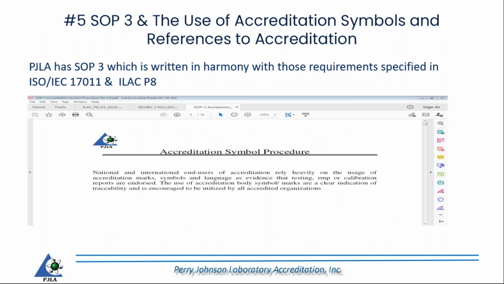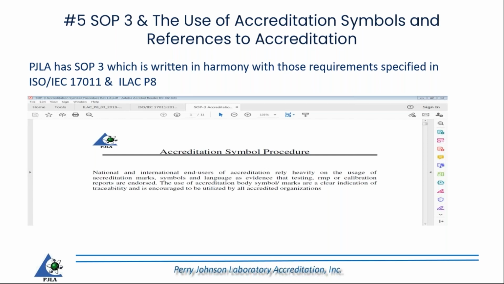All right, number 5, SOP 3. So what are we referring to here? Very important. This is the use of accreditation symbols and references to accreditation. Again, this is an external document to organizations accredited with Perry Johnson Laboratory Accreditation. This is something that our assessors have been instructed to assess.